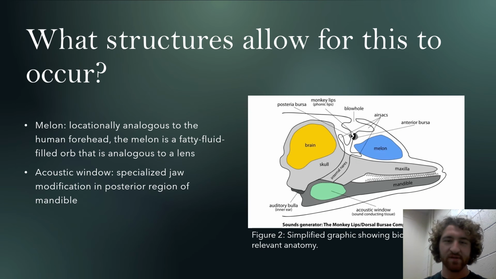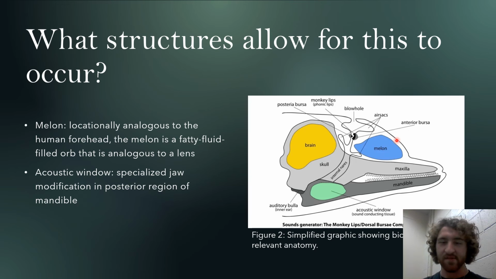So naturally, we should ask what structures allow for this to occur. There's a handful of things going on, but it boils down to 3 main components: the melon, the acoustic window, and the phonic lips. Through some manipulation in the nasal cavity, the phonic lips, known as the monkey lips, vibrate, producing a high pitch, and the high pitch reverberates through the skeleton and into the melon. The melon acts to focus this sound energy and allow it to radiate outward.